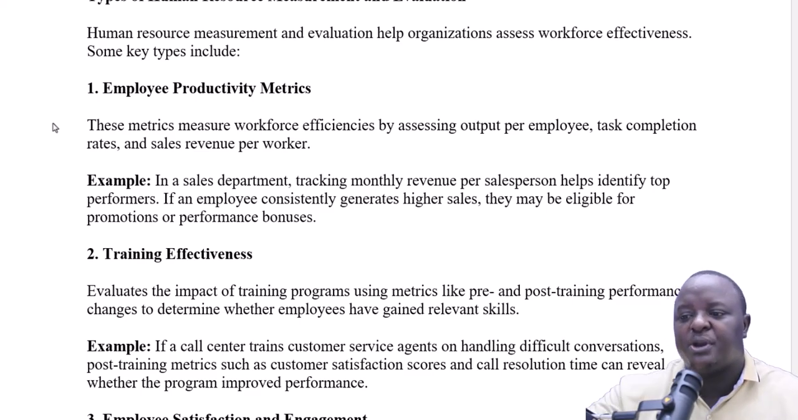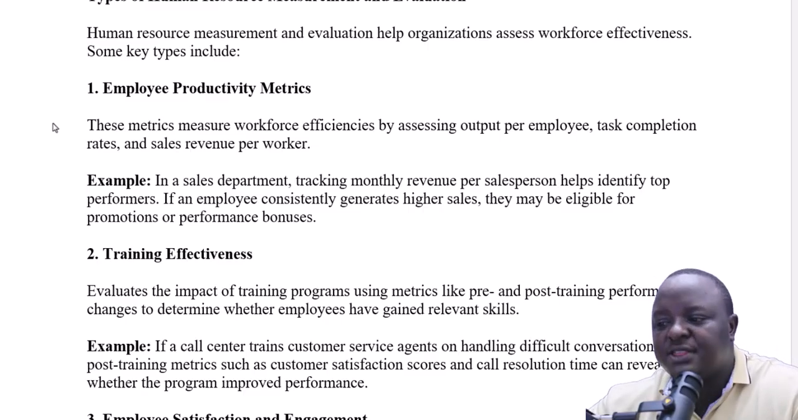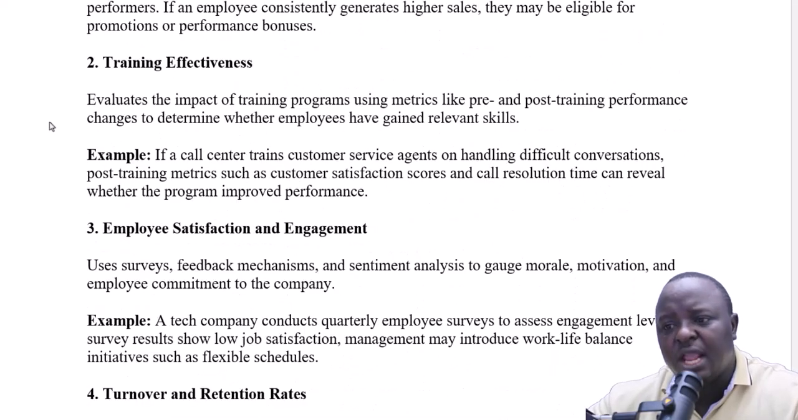So for example, in a sales department, we need to be able to track the monthly revenue per salesperson, which helps identify top performers. And if an employee consistently generates high sales, they may be eligible for promotions or even performance bonuses or rewards and recognition. Number 2, training effectiveness.